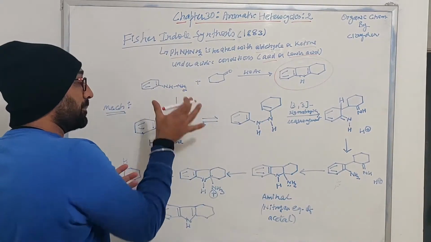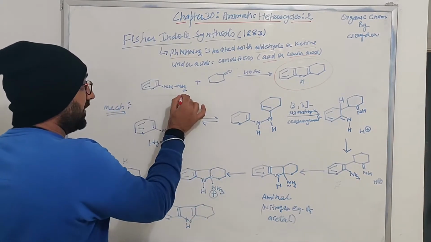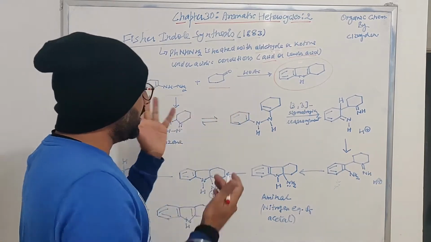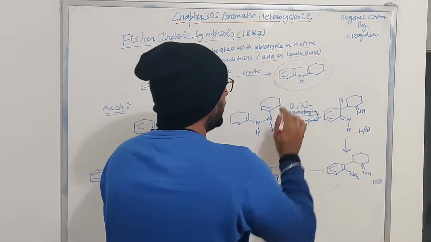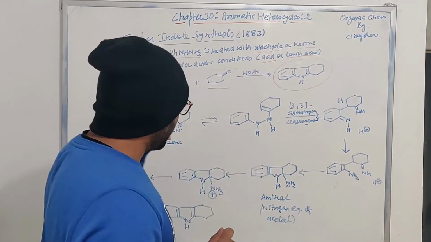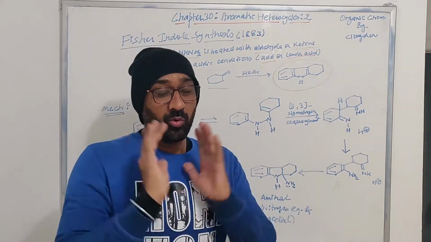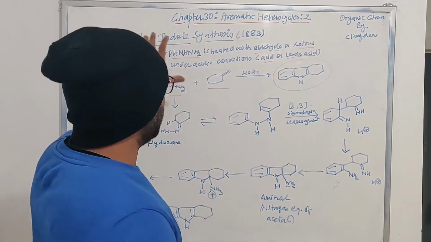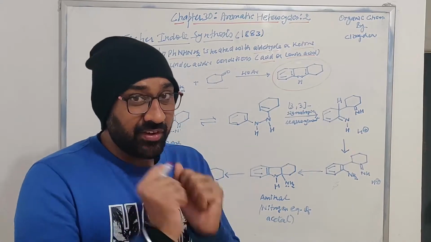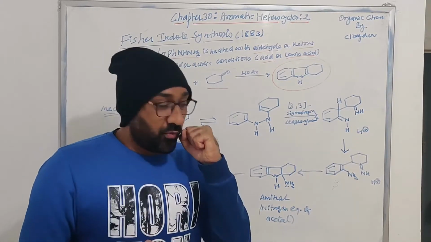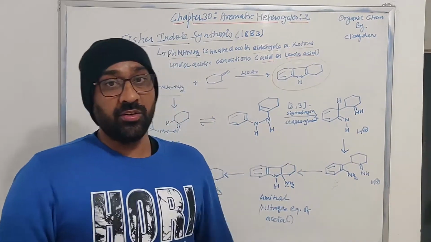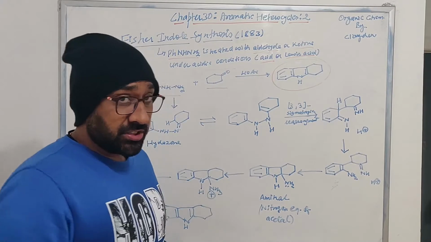So if I show the general representative reaction, what you have is a phenylhydrazine and a symmetrical ketone. In this case, the symmetrical ketone we have taken is cyclohexanone, and this is the indole that we get. We will try to understand its mechanism today. If we understand the mechanism once, I think we'll be able to crack almost any problem based on indole synthesis. We are also going to look at what the driving force for this reaction is, which factors make this particular reaction go in the forward direction. Okay, let's jump into it.